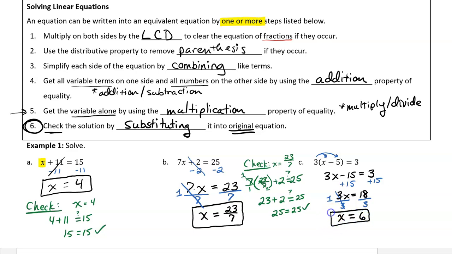So it looks to be our answer, but let's check to make sure. X is equal to 6. Let's see, 3 times 6 minus 5. Is that equal to 3? Order of operations, 6 minus 5 is 1. And is 3 times 1? Well, that's 3. And it does equal 3. So that is our solution.